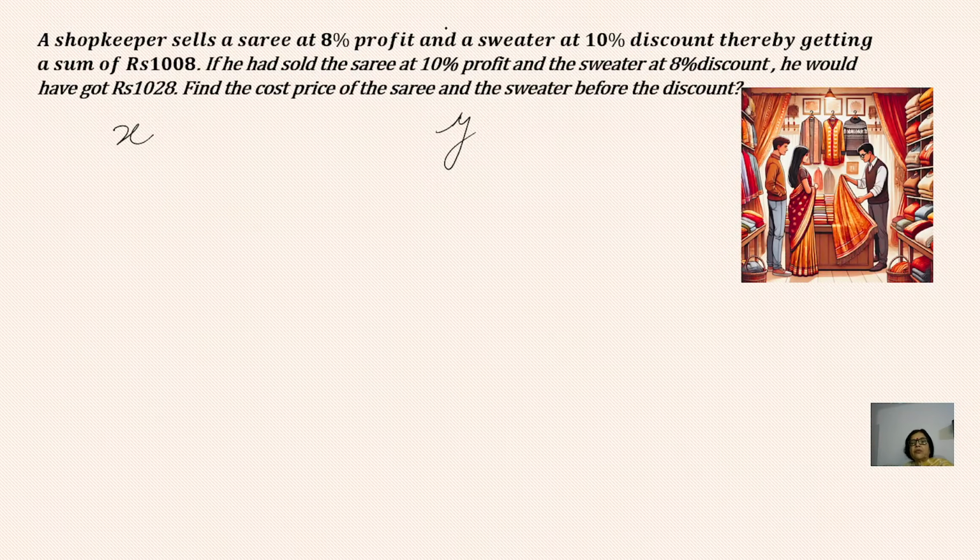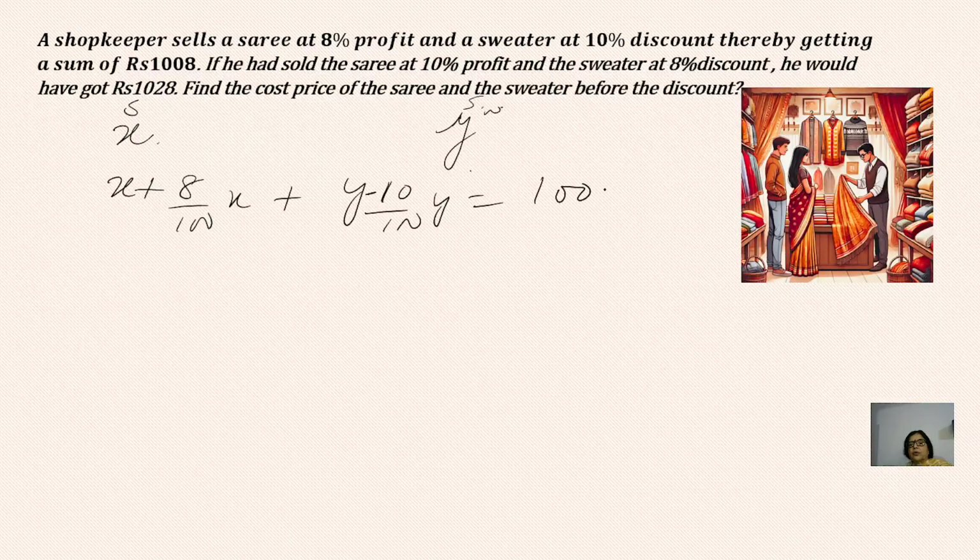Another important thing that we must understand is that profit and discount, or profit percent or loss percent, is always calculated on the cost price. So we'll take the cost price of the sari as X and the sweater as Y. According to the question, if he sells it at 8% profit, that means X plus 8% of X, plus Y at 10% discount, that is Y minus 10% of Y. This is equal to 1008.